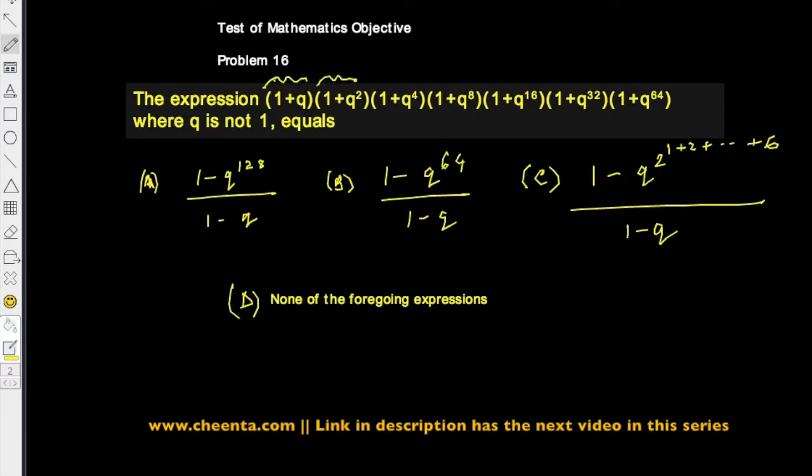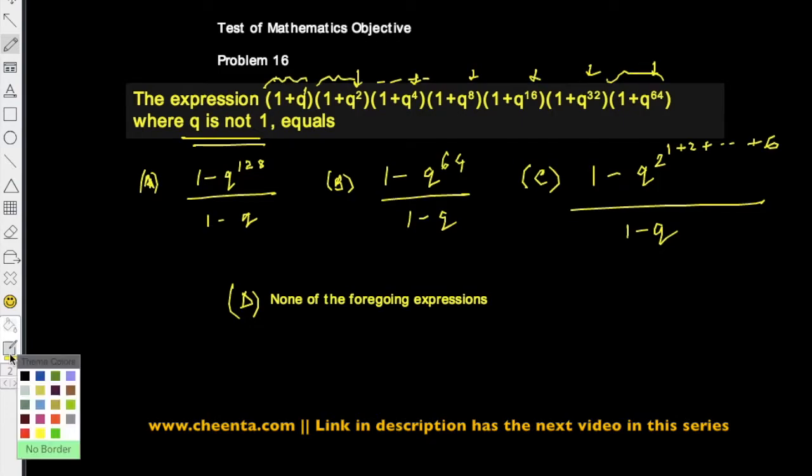q times 1 plus q square up to 1 plus q to the power 64. So the powers or the exponents are 1, 2, 4, 8, 16, 32, and 64. So basically the exponents are precisely the powers of 2. Now, it's also given that q is not equal to 1. So we have to find a condensed form of this expression. It's quite a simple problem actually if you know what to do.